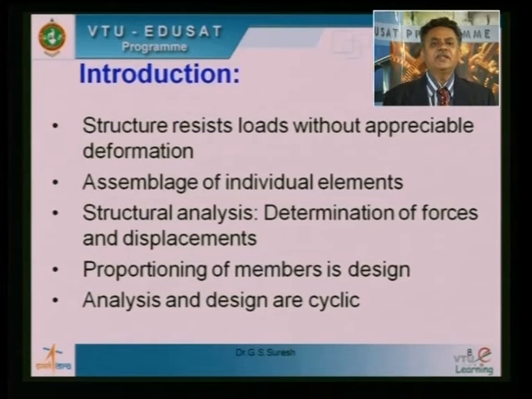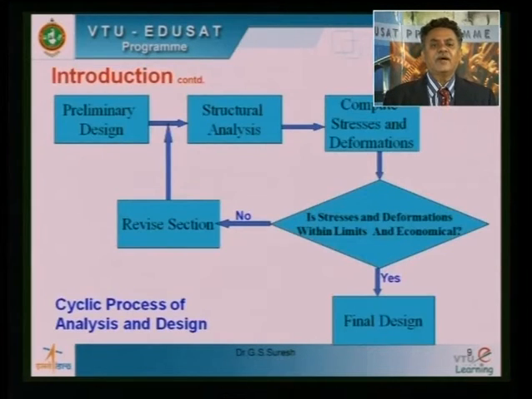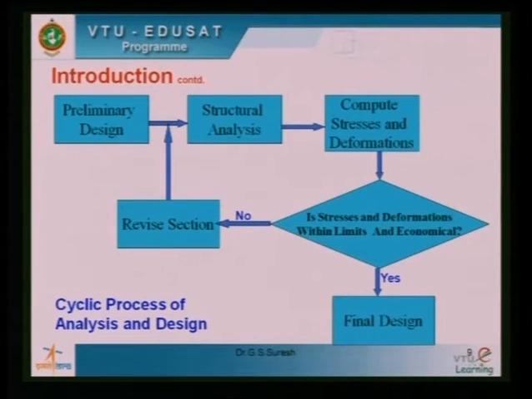You can't do it in a straight one-step analysis and design. It should be in the form of a trial and error procedure, which will be followed by this procedure. First, before doing any design, based on our experience, we decide what should be the size of the members. This is called preliminary design. Using the preliminary design, we calculate the stiffness of the member. Say, for example, use the moment distribution method for the structural analysis.